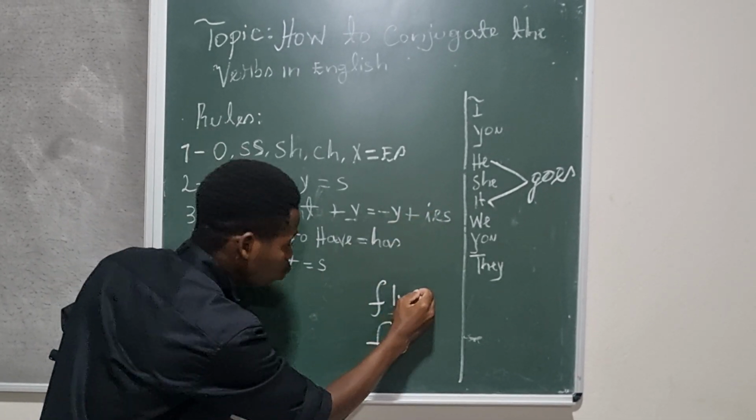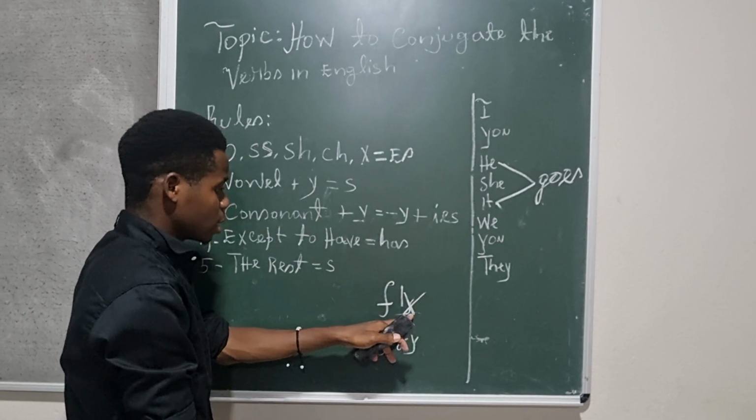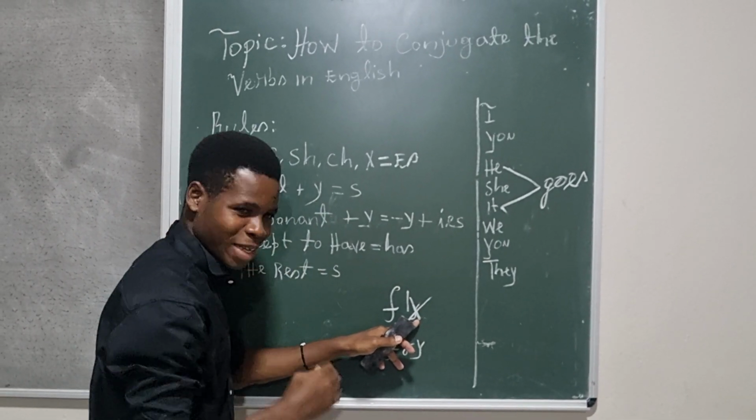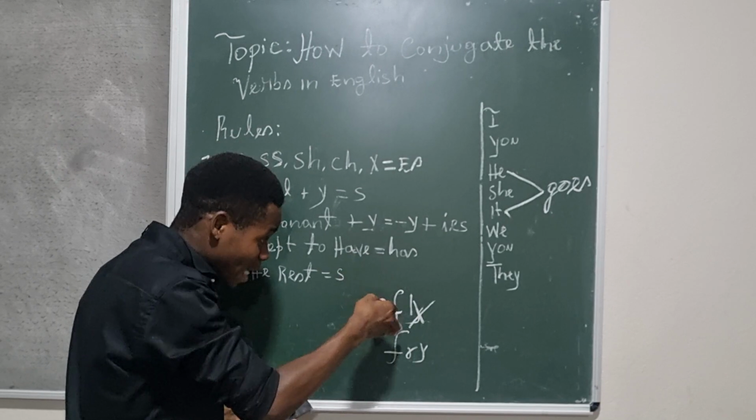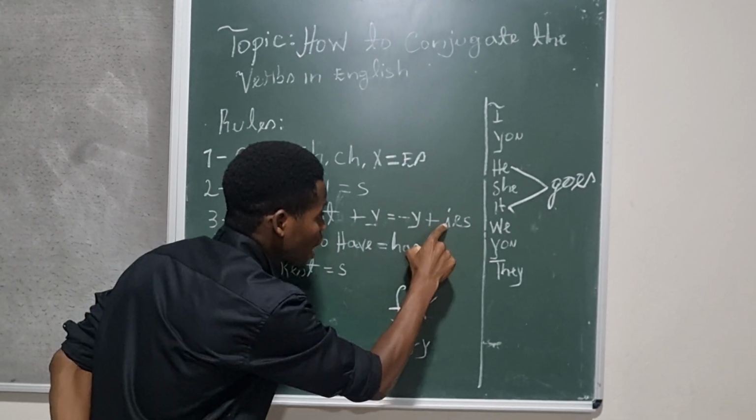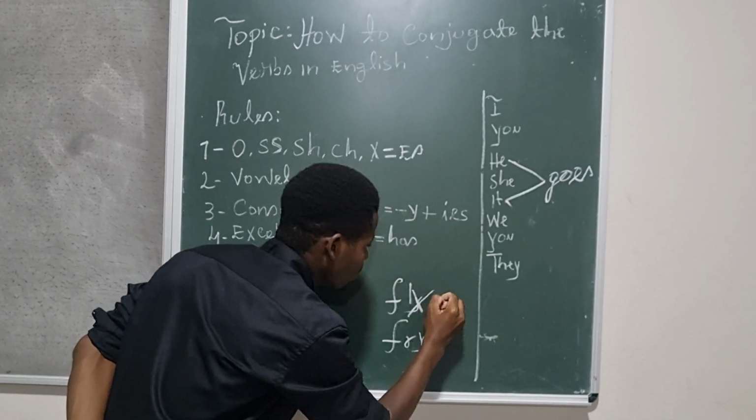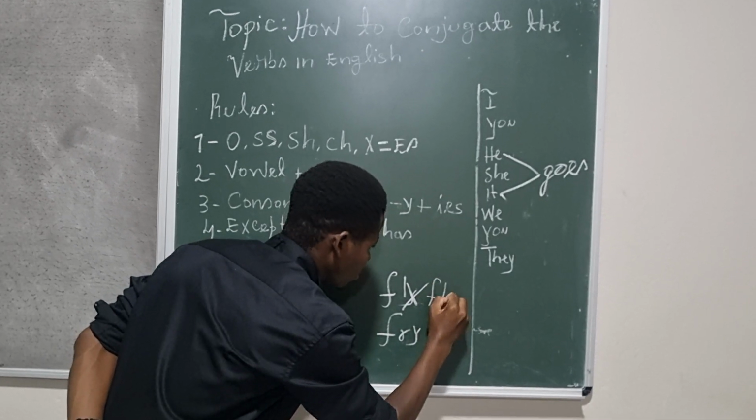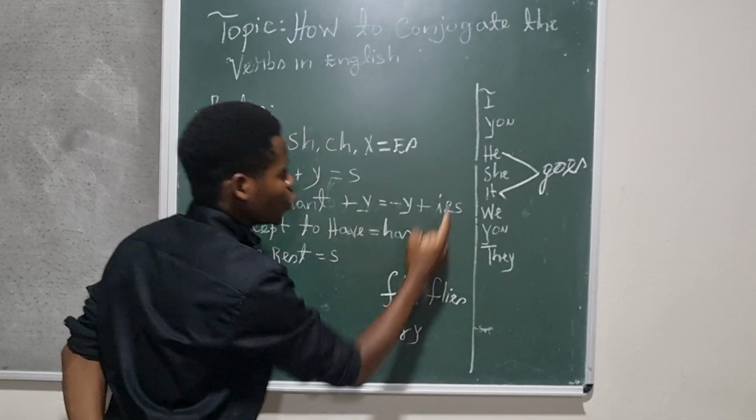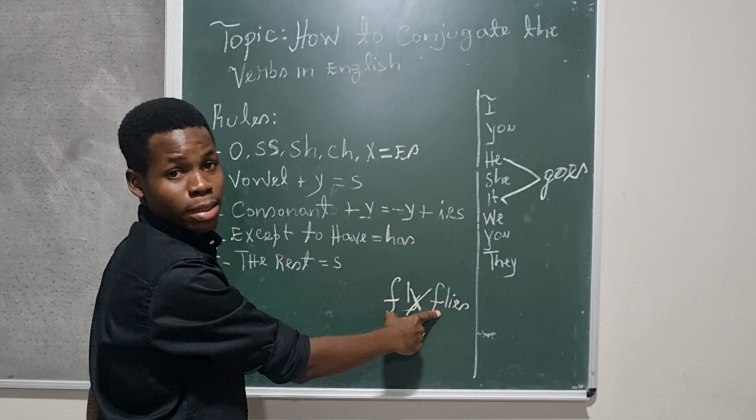It means that we are going to cut this. I'm sorry, I said kill. We are going to cut y, then we will put ies. It will be flies. He, she, it flies.